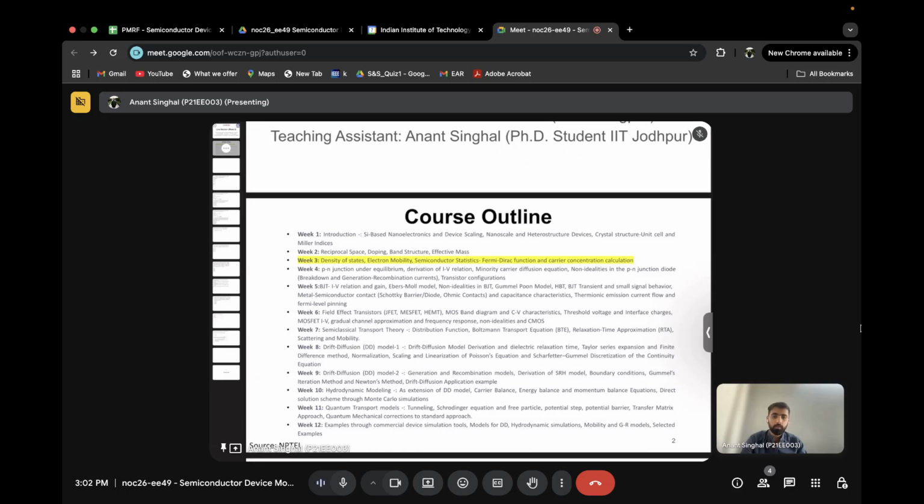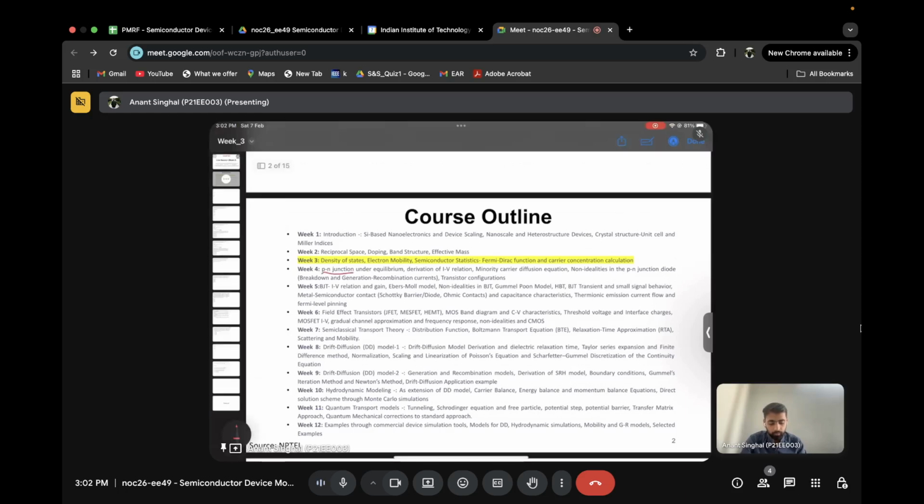be dealing with the density of states and electron mobility. These are concepts that are applicable to any of the devices that we'll be studying in this course. For example, we'll be studying the PN junction in week 4, the BJT in week 5, and then in week 6 we have the MOSFET and MOSCAP. So all of this revolves around concepts derived from the density of states, mobility, what is this Fermi-Dirac distribution or the Fermi-Dirac function, and how do we calculate all of this.